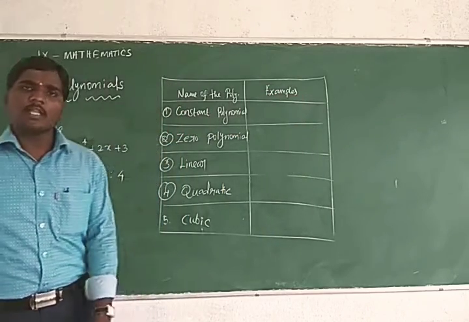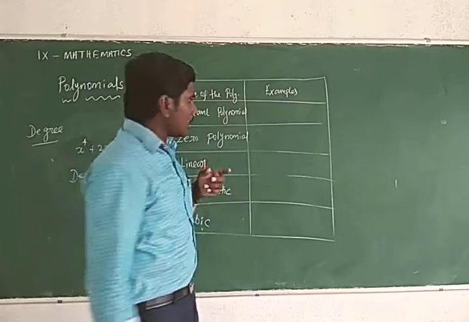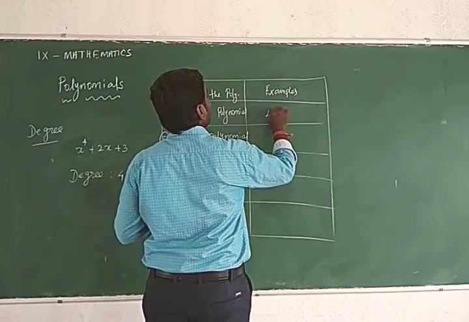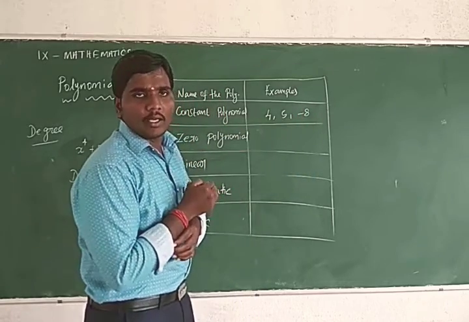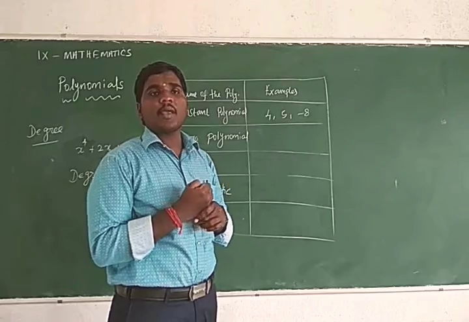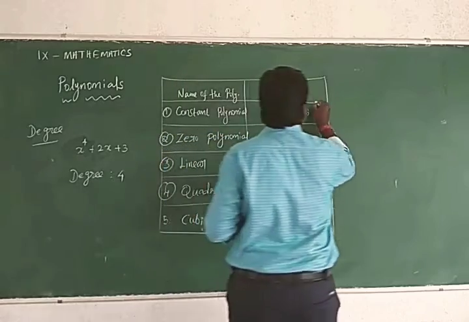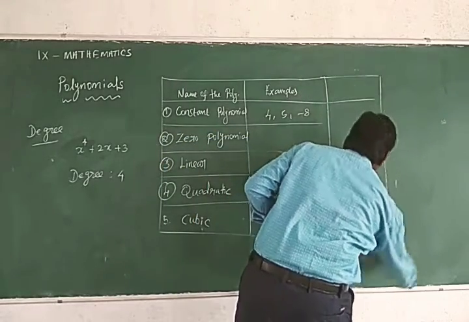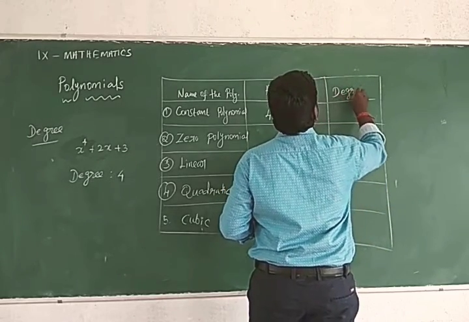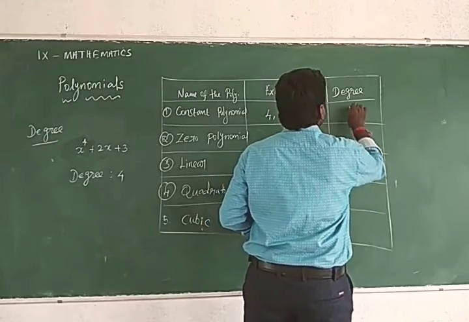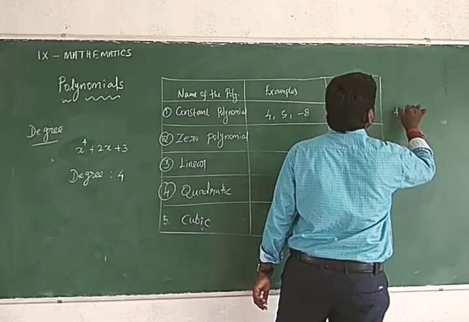Constant polynomial. You already know the constant. What is a constant? It is a number. 5, 4, 5, minus 8. These are called constant polynomials. What is the degree of a constant polynomial? Degree 0. For example, 4 we can write as 4 into x power 0.